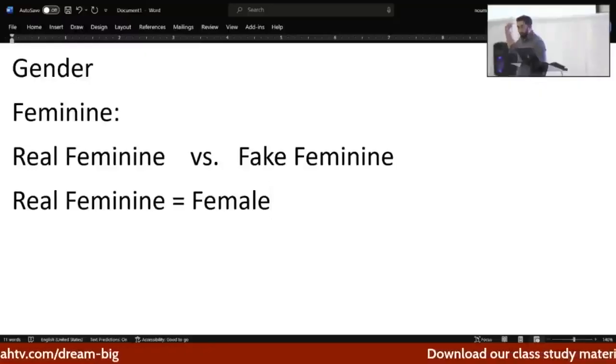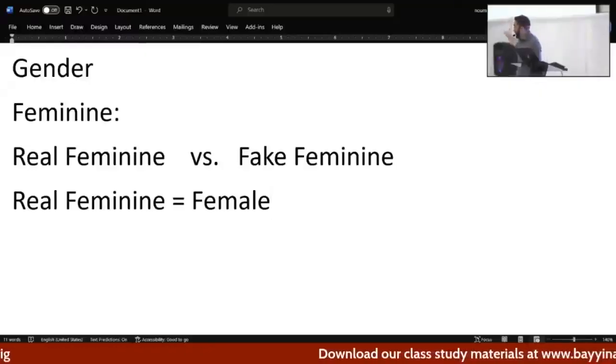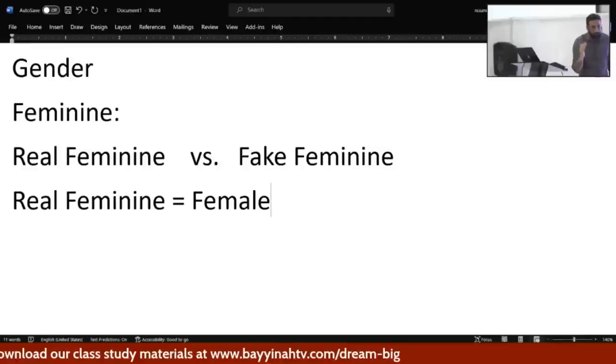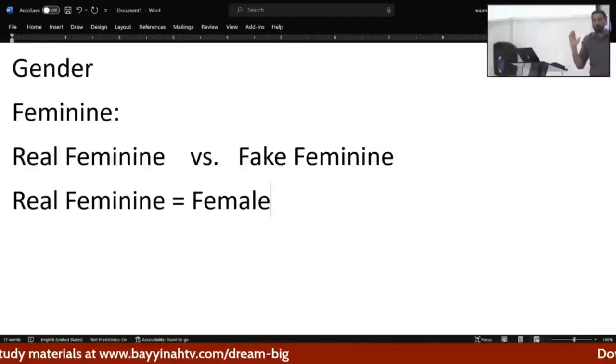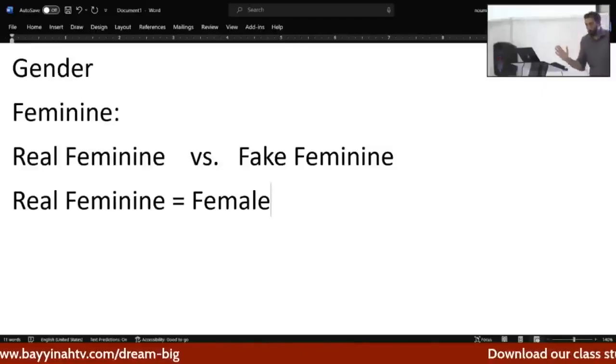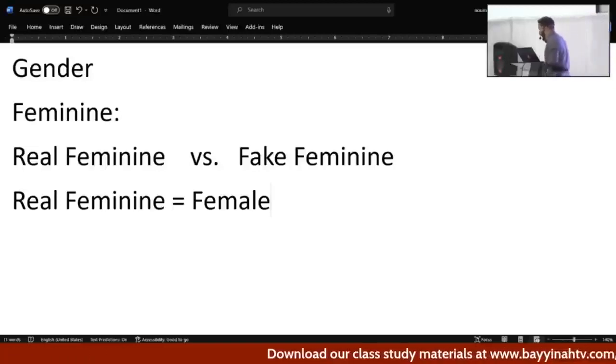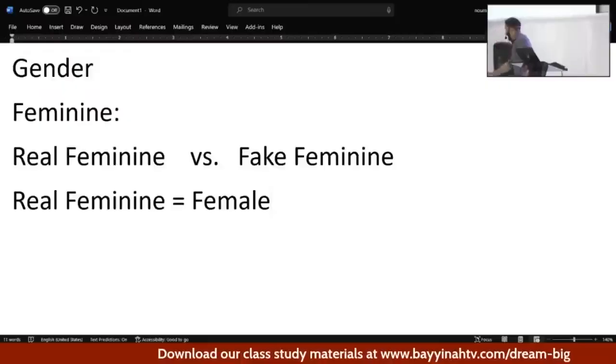We may have some discussions to do. This is not a grammar problem. This is some other issue. Real feminine just means what? Female. This is a biology issue, not a grammar issue. This is not a psychology issue. It's not a sociology issue. This is a biology issue.